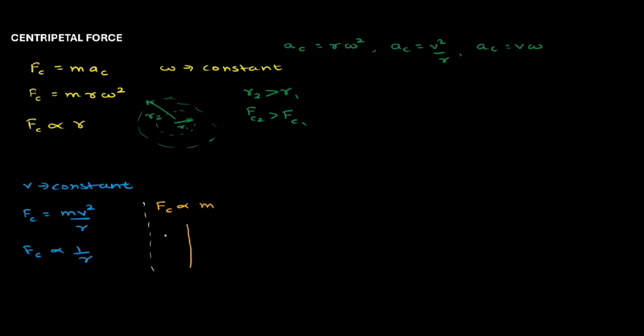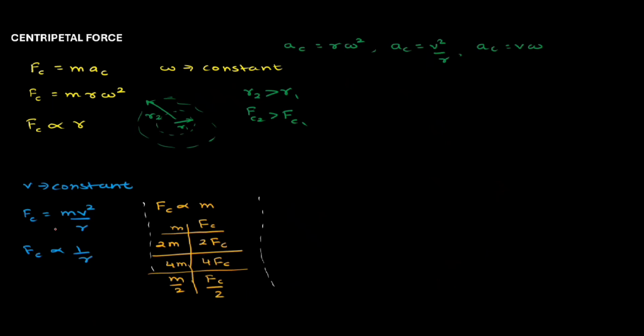So let's say I write down changes of masses here and the respective change in centripetal force here. If I double my mass, centripetal force also should become double. If I make my mass 4 times, centripetal force will also become 4 times. If I make my mass half the original value, centripetal force will also become half of the original value.